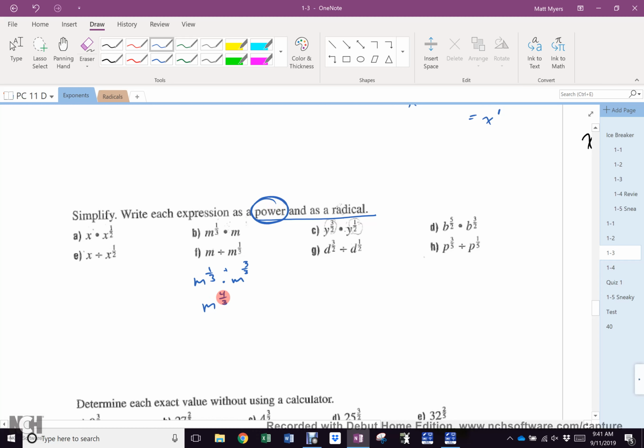There's the power. The radical is, of course, the cubed root of m to the 4th. Yeah?